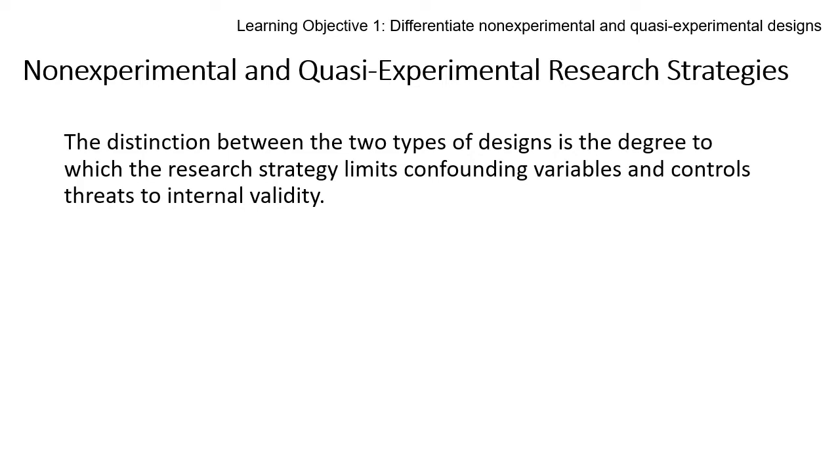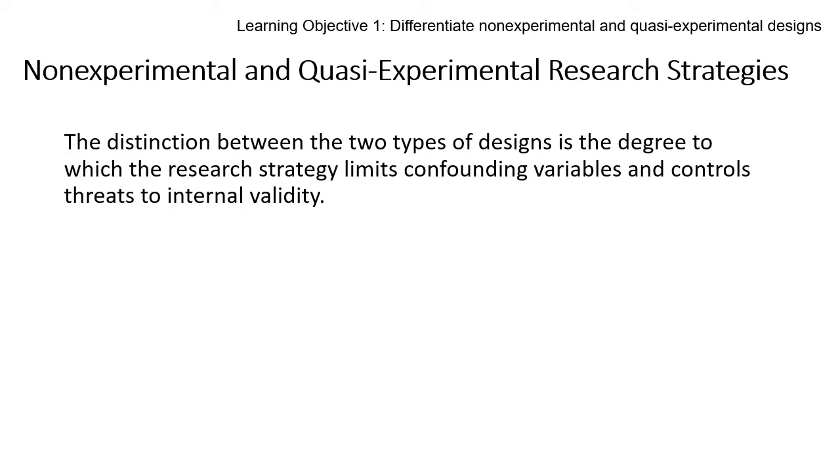I mean that when we're talking about non-experimental and quasi-experimental, we're not talking about true experimental designs. You'll recall true experimental designs really control for confounding variables. They look at internal validity and try to do everything possible to control threats to internal validity. In non-experimental and quasi-experimental, those are not as strict as with true experimental.